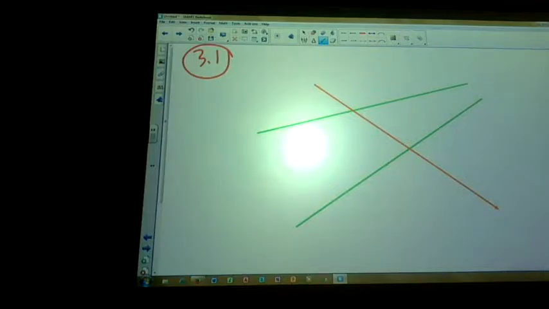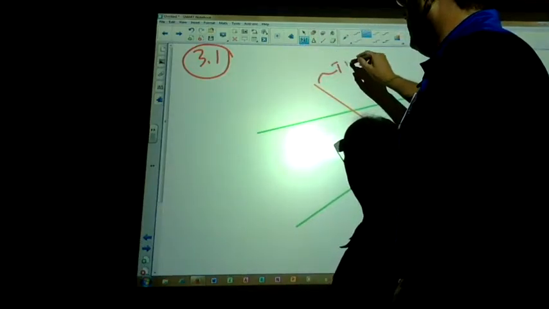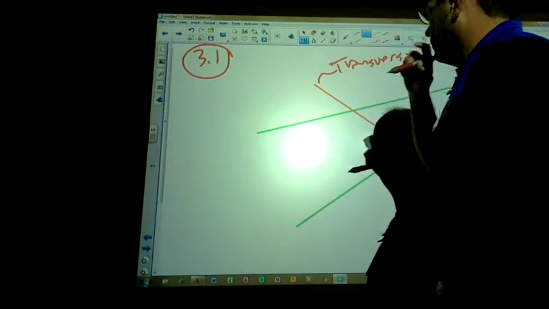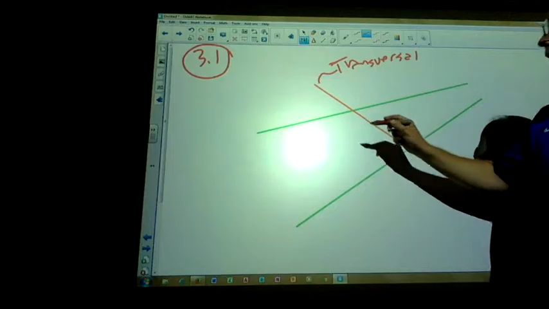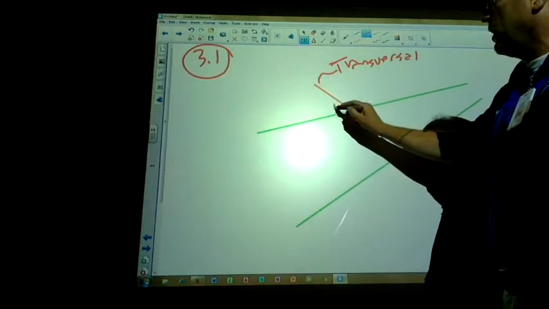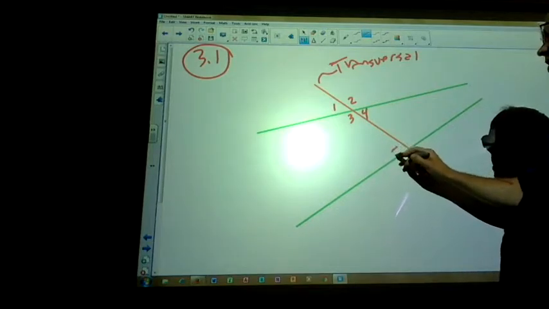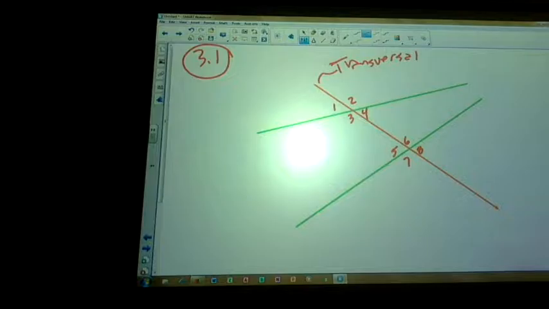With me still? So if 2 lines are cut by another line, that other line is called a transversal. Okay? So some great things do take place. Let's just start naming these angles. I have angle 1, 2, 3, 4, 5, 6, 7, 8. Still with me?